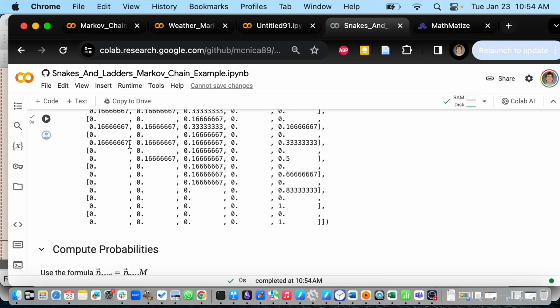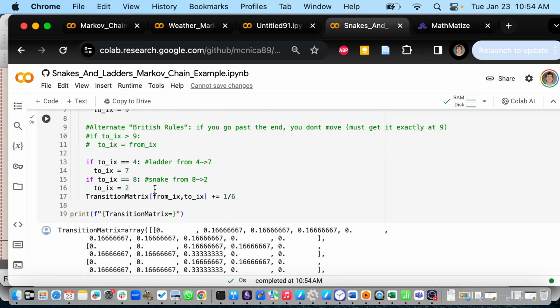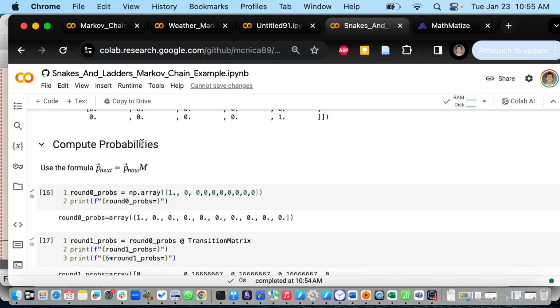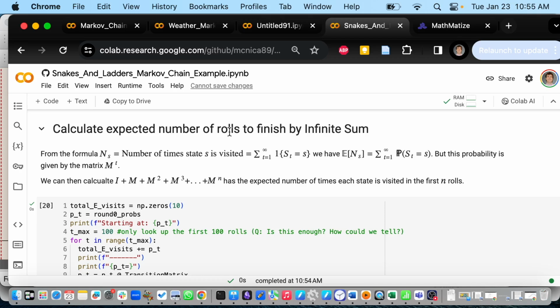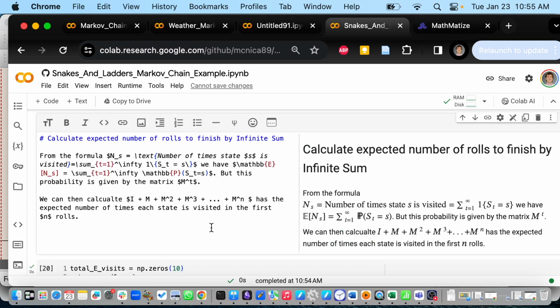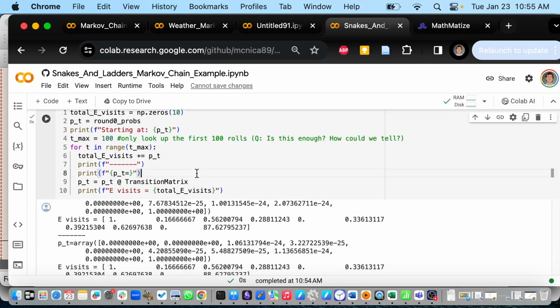Run all. Okay, this is the stuff we were doing last time. We made the transition matrix. We computed the probabilities. We did that last time. Calculating the expected number of rolls to finish by infinite sum. So here is I plus M plus M squared plus up to M to the n. Here are these indicator functions that we did before. Here's the indicator function S_t equals s, that you're at the right position. And here is what my code does.